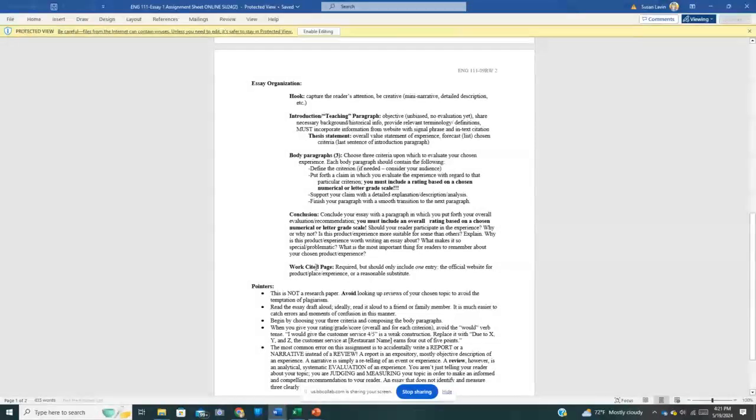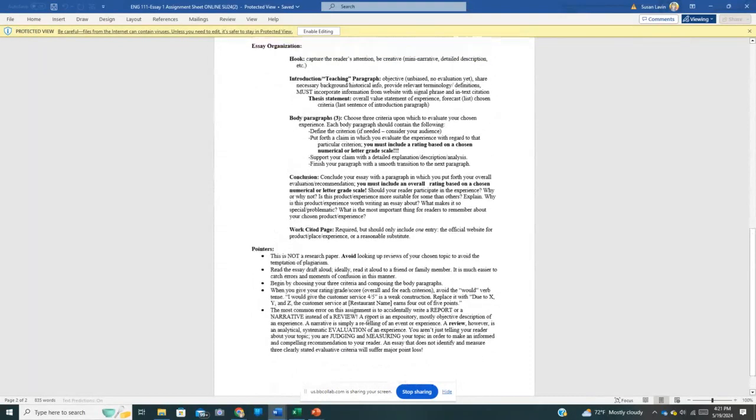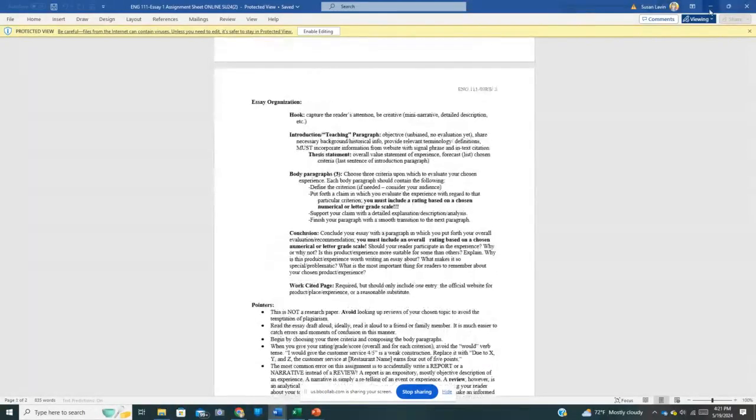You're going to have one works cited page. You're going to have one entry and one entry only. So if you went to Poplar Grove and had a wedding and used it as a wedding venue, then you would go to the Poplar Grove website and look up the wedding venue information page. So here's some pointers about what to do. So that is your first paper.